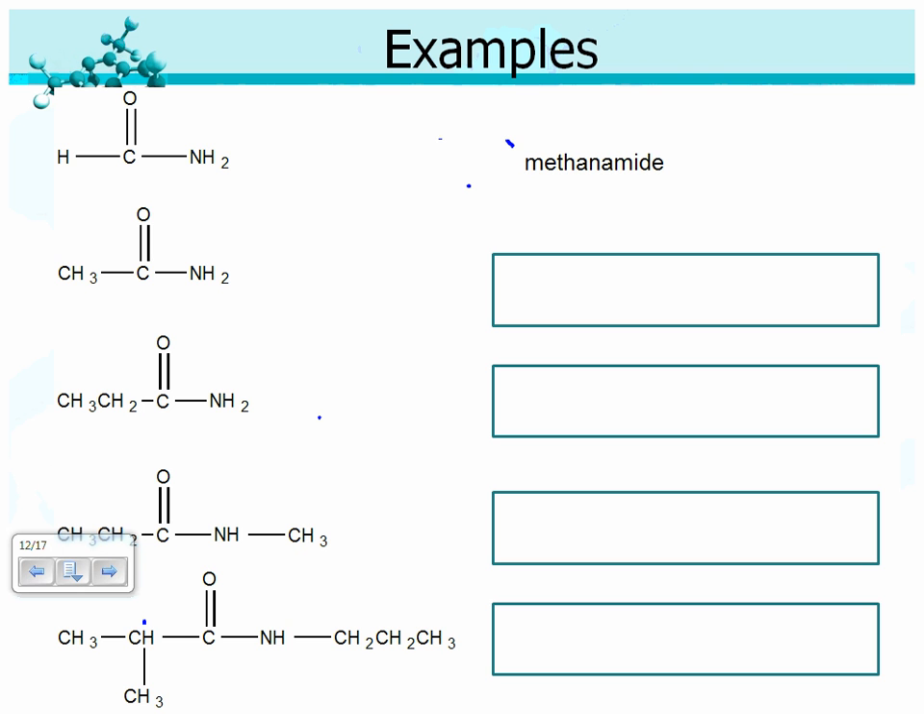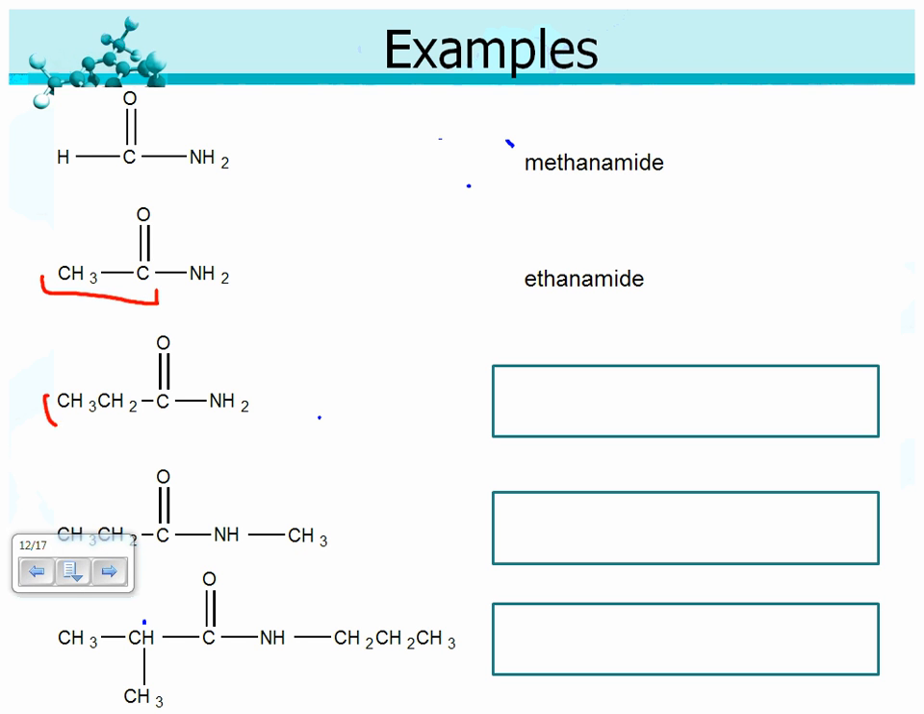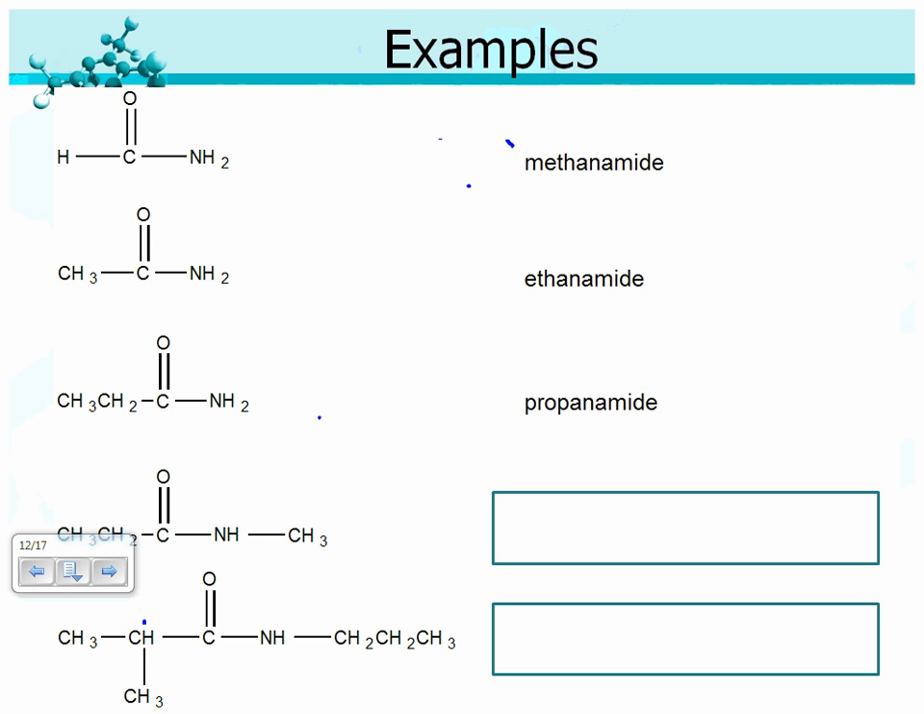Second example, exact same thing, except now I've got two carbons. So I'm going to change from ethanoic acid to ethanamide. Third one, oops, sorry, down here. Third one's got three carbons. So that's propanoic acid, propanamide. Let me just move this over here.